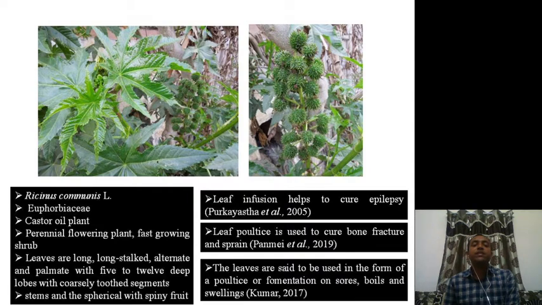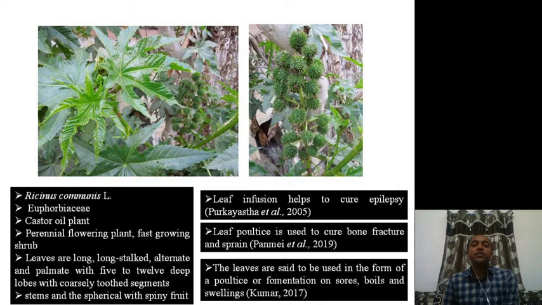Now leaf infusion helps to cure epilepsy. So the leaf infusion, if you apply it, helps to cure epilepsy. Besides this, leaf poultice is used to cure bone fracture and sprain. So basically when we talk about a poultice, you make a soft or moist mass of the leaf and you apply it on the affected part of your bone, and that will help to cure your bone fracture as well as sprain.